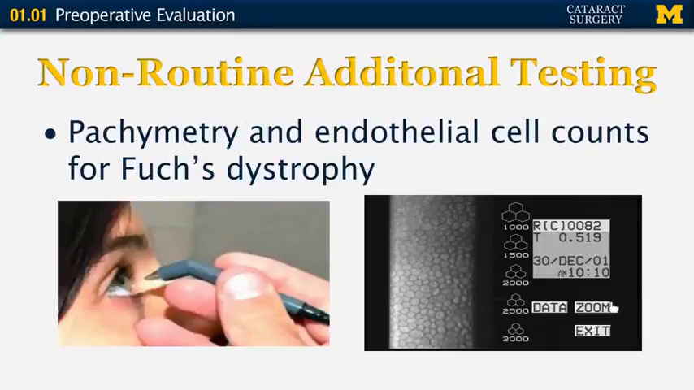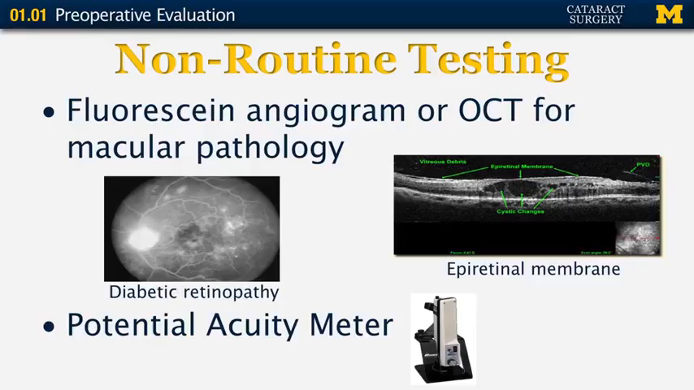There are some non-routine additional testings that might be indicated. That would be pachymetry or endothelial cell counts for Fuchs corneal dystrophy. In the slide on the left, we are performing pachymetry, and then the right is an endothelial cell count.